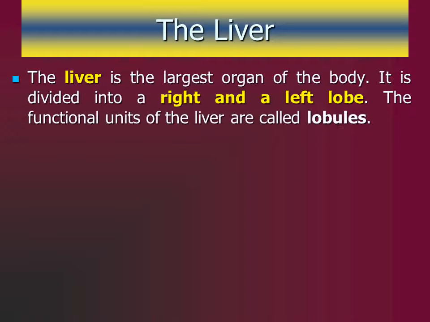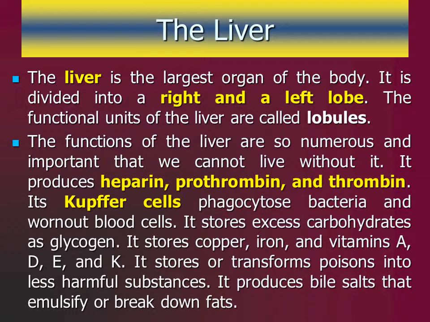The liver. The liver is one of the largest organs of the digestive system. The liver weighs approximately 4 pounds and is divided into 2 principal lobes, the right lobe and the left lobe, each separated from one another by the falciform ligament. The lobes of the liver are made up of numerous functional units called lobules. The functions of the liver are so numerous and important that we cannot survive without it.